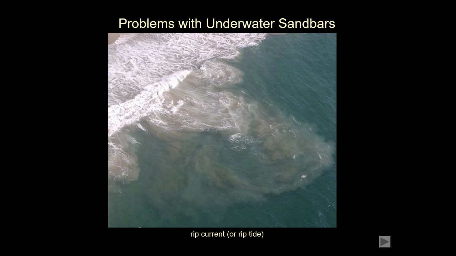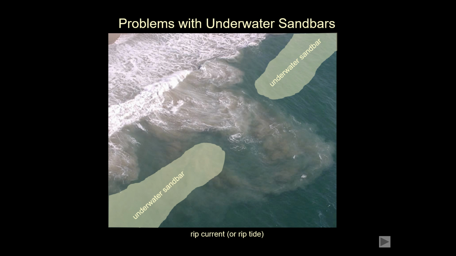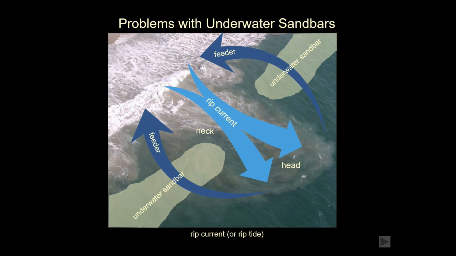Let's talk about some problems with underwater sandbars. Maybe you've heard of this, the riptide or rip current. So what is a riptide or rip current? Well, it's a situation where you have an underwater sandbar, one that's not even necessarily visible from the shoreline. Waves will come over these underwater sandbars, and in their normal process they'll just pass over these things. But when the water recedes, the water is channeled between the underwater sandbars. So you have what's called the rip current, where water moves between those two underwater sandbars through what's called the neck. And that can be a real problem for swimmers.